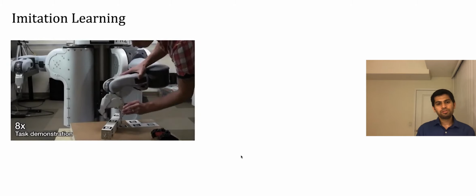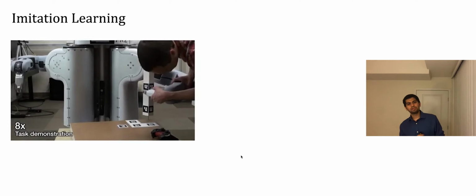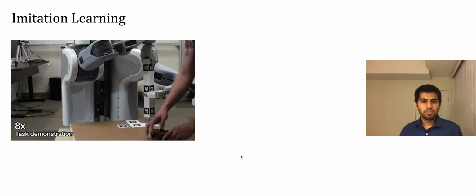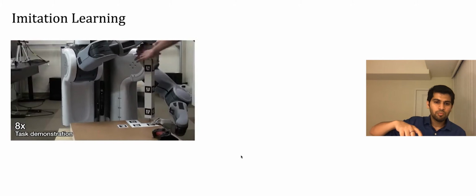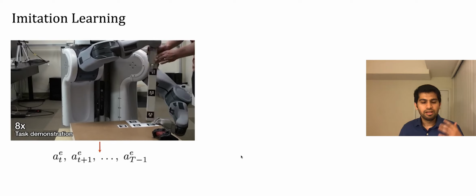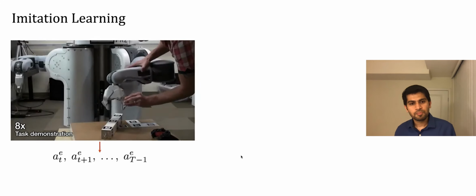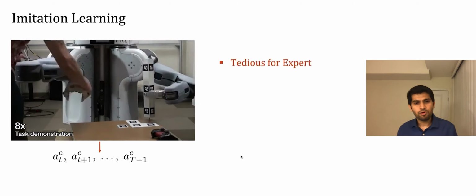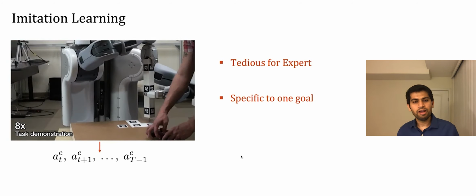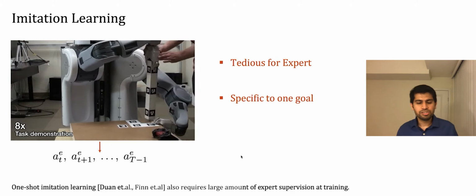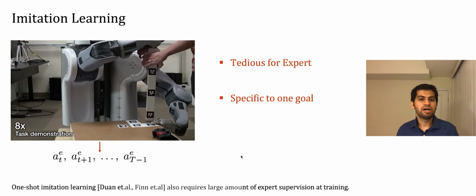One common way to approach this problem in robotics is imitation learning, where an expert manually controls the robot to collect demonstrations of state-action pairs, and then these are used to train the policy. Now, this is very tedious for the expert, and the same process has to be repeated over and over for every new task. Some approaches can learn from few demonstrations at testing, but still use a large amount of supervision at training time.